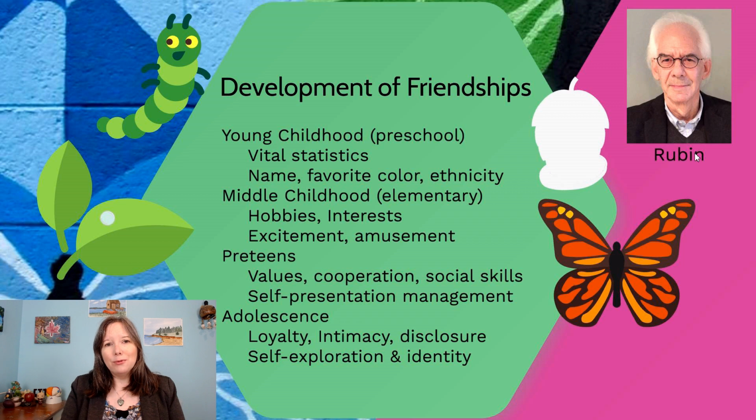And then when we get into full-blown adolescence, we find this deepens once again. We start to value things like loyalty, intimacy, and disclosure. Can you tell someone a secret and trust them with it? Can you tell them about something that makes you really vulnerable and really nervous? And the purpose of friendship here really enhances our adolescent development in that it gives us chances for self-exploration, and it gives us a sense of our identity.